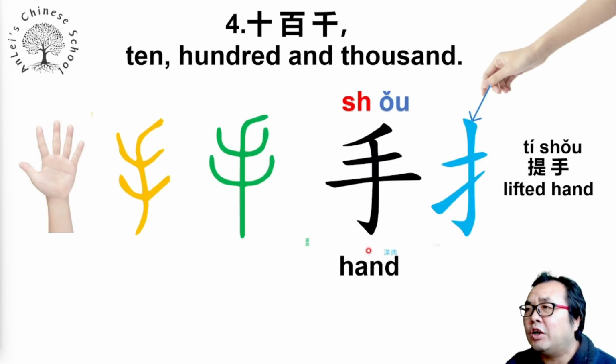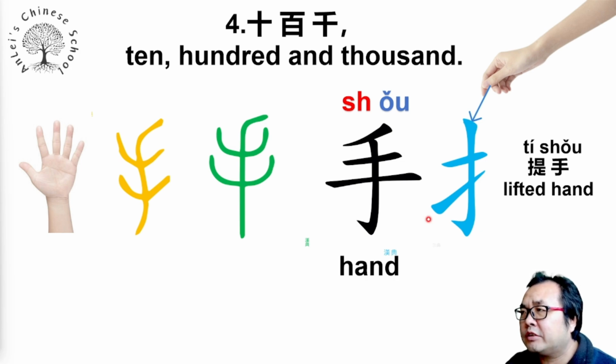This character is 手, hand. It's just like our hands, or maybe like a feather. And this radical we call 提手旁, lifted hand side, just like our hand, and you lift up, it changes a little bit. So this is a very important radical in Chinese characters.